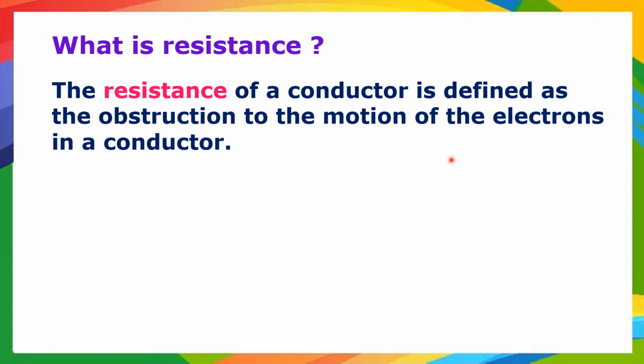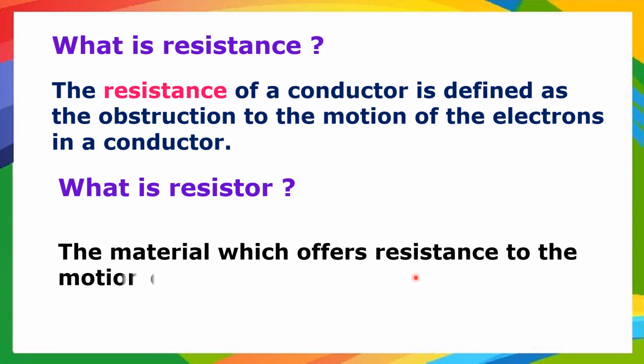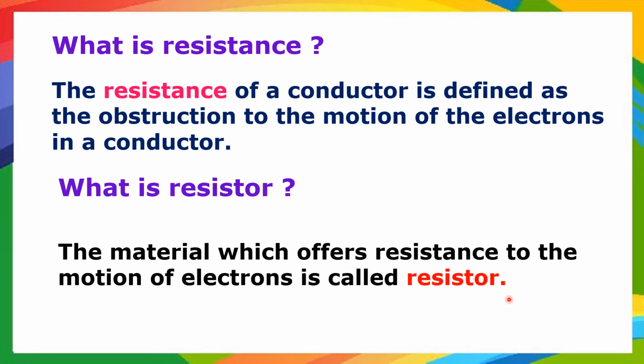Okay, so what is resistor? Now let us see here, what is resistor? The material which offers resistance to the motion of electrons is called resistor. So resistor is a material which offers some resistance to the motion of free electrons in a conductor.